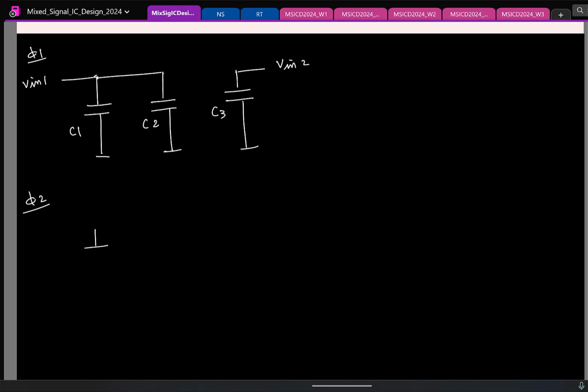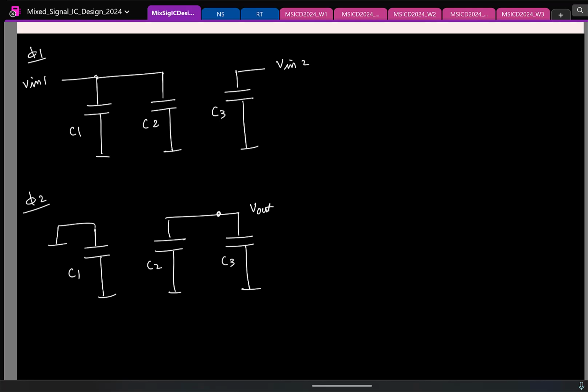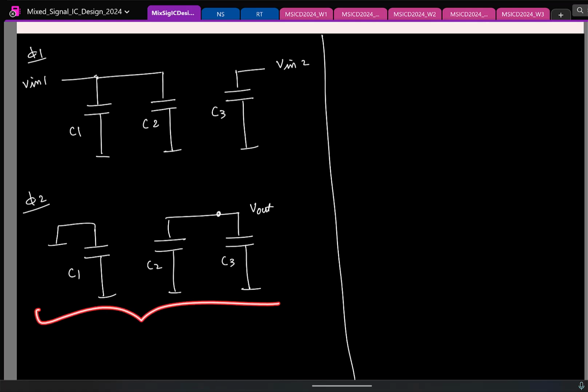In the other clock phase, let us say C1 is discharged. It's like this. And let's say I'm interested to find what this voltage V out is at the end of the clock phase phi 2. So again, first things first. I'm interested in finding V out in which clock phase? Phi 2. So which of the 2 circuits will I try to solve? This circuit is what I'll try to solve.